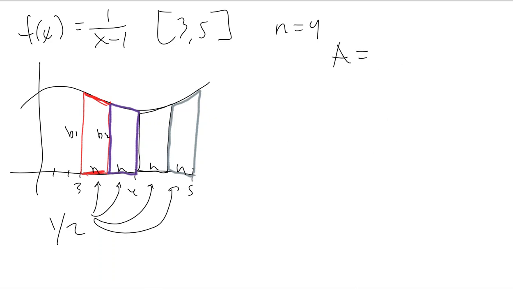Now, it's a little bit easier to remember the area of a rectangle for the left sum, right sum, and midpoints, but you also are required to know the area of a trapezoid. It is 1/2 height times the bases added together. So make sure you relearn that if you don't remember that from geometry.